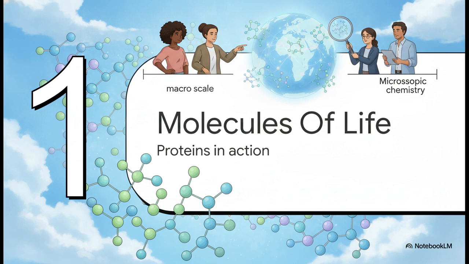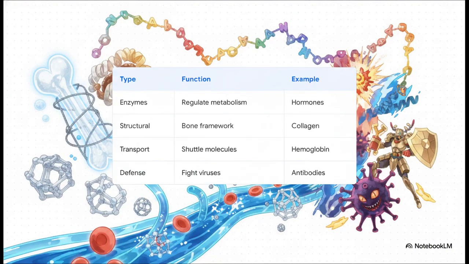The molecules of life. Proteins display an absolutely incredible diversity of functions in our bodies. For example, you have structural proteins, like collagen, which forms a framework for calcium in your bones. It literally acts like the steel cables inside reinforced concrete. Then you have transport proteins, like hemoglobin and plasma albumin, that shuttle essential molecules through your bloodstream. And defense proteins, like immunoglobulins, that fight off viruses.